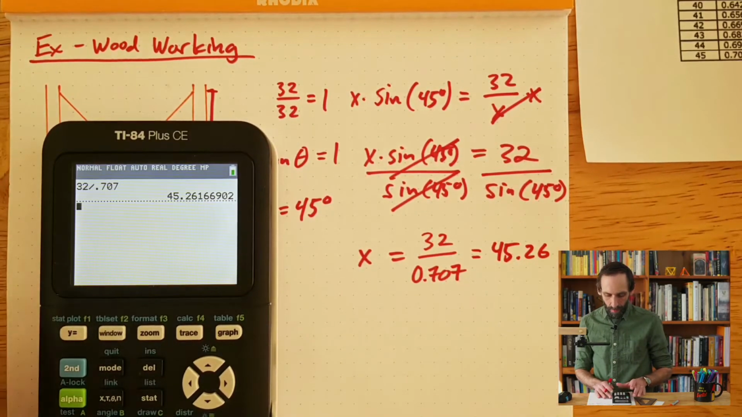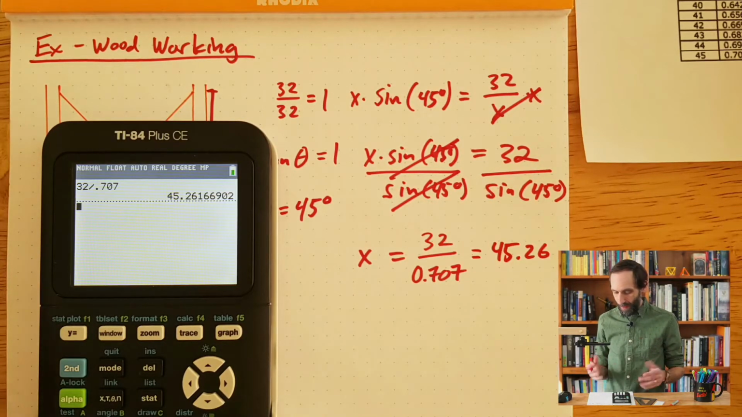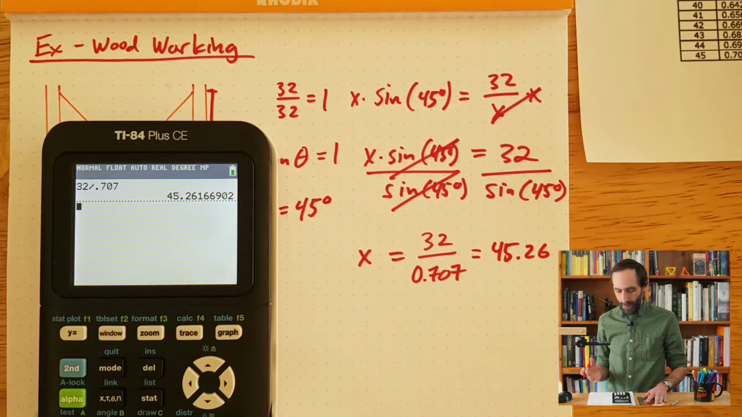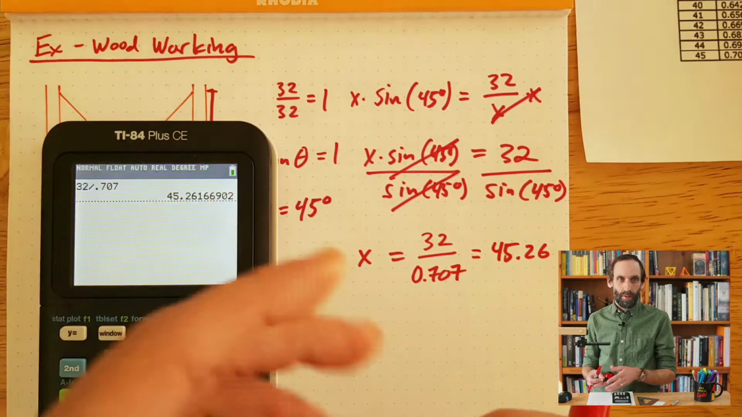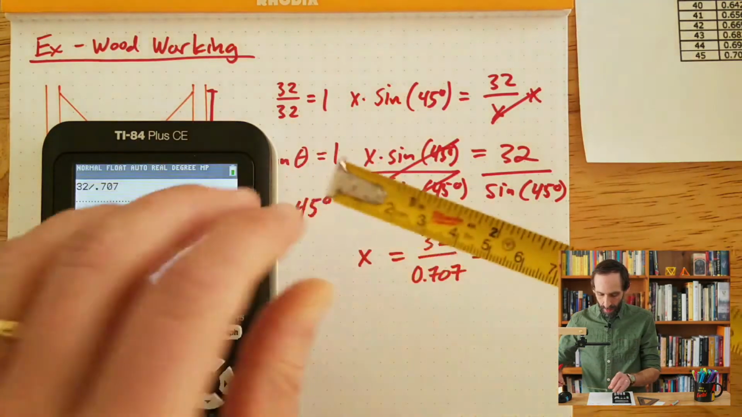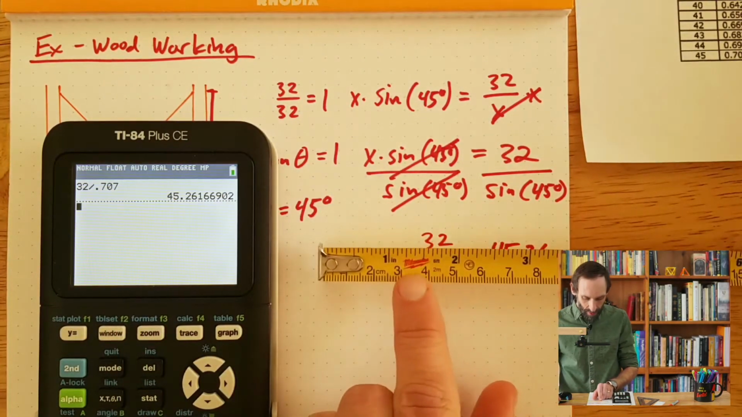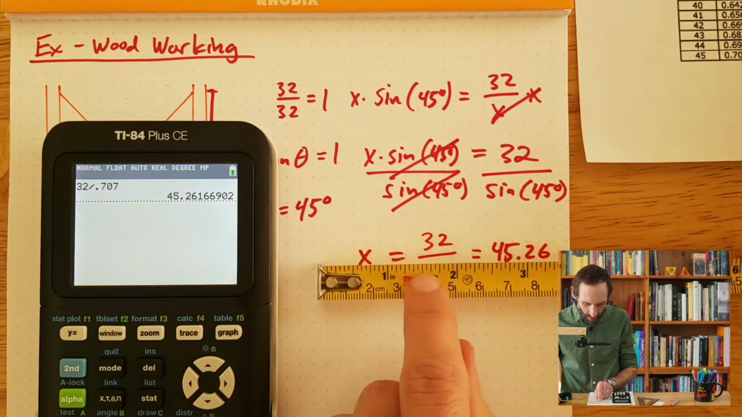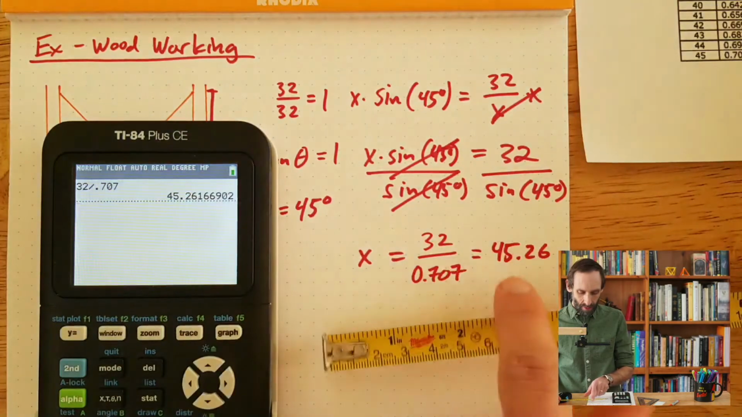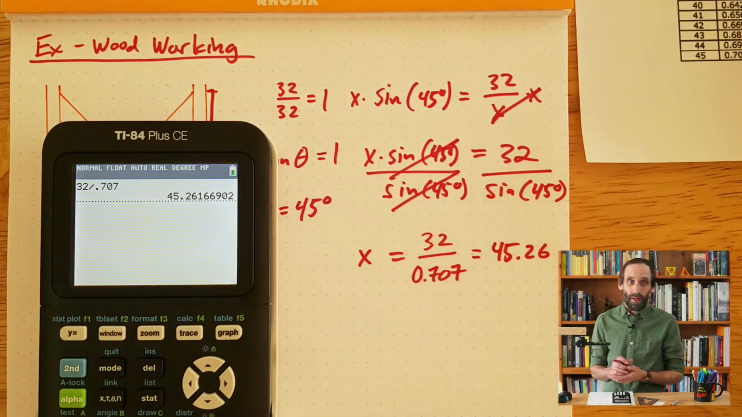All right, 45.26. Now, because I'm working with the English system, this is in inches. Here's a ruler. You can see that when you're using the English system, the units are not broken up the same way as they are in the metric. The inches are broken down to halves, and then quarters, and then eighths, and then sixteenths. So this 45.26, that's really close to 45 and a quarter.